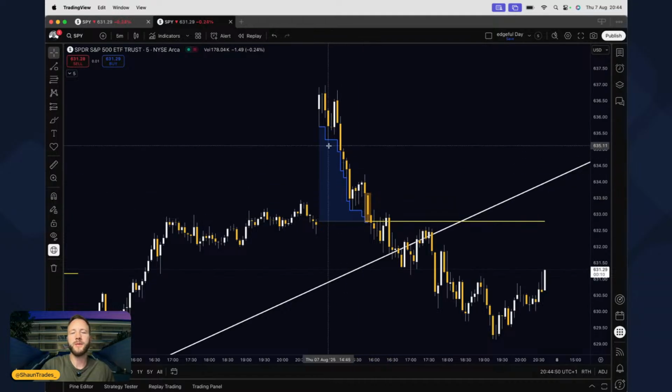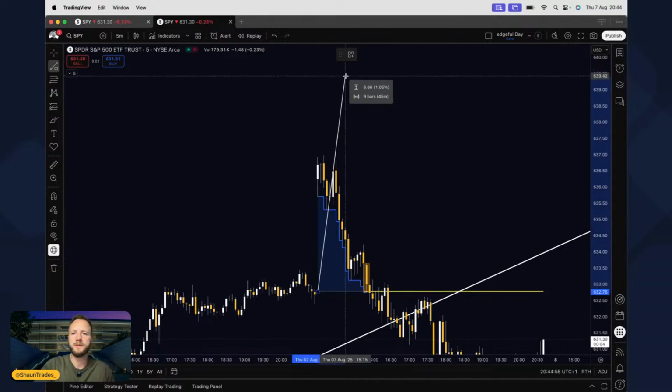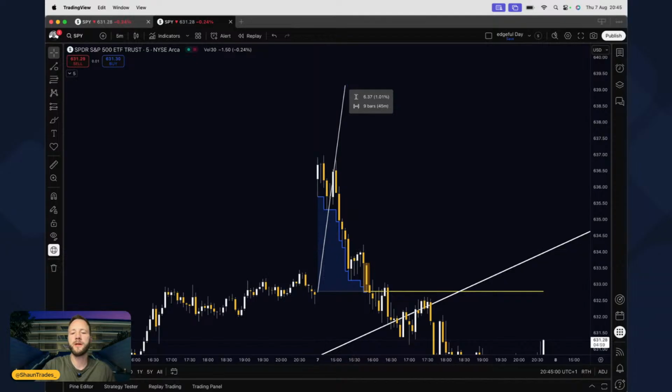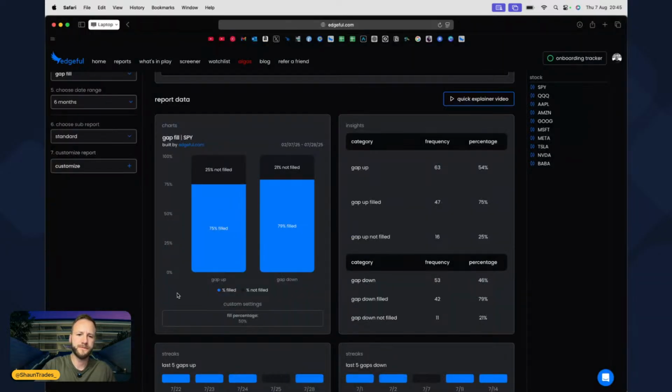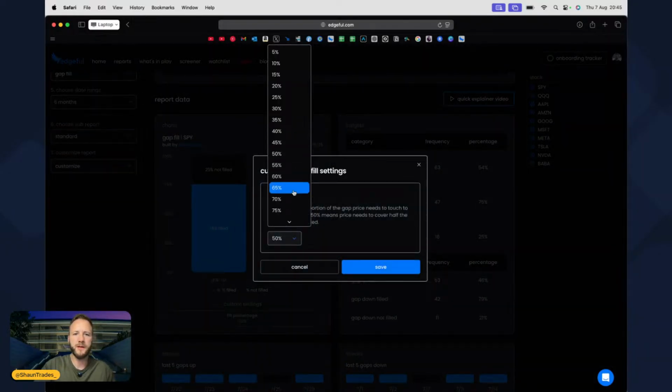But if the gap is particularly big, say for example, we opened up at 1%, all the way up here, the likelihood of a 1% gap filling has got to be lower. Let me try and figure that one out. So a fill percentage, 100%.